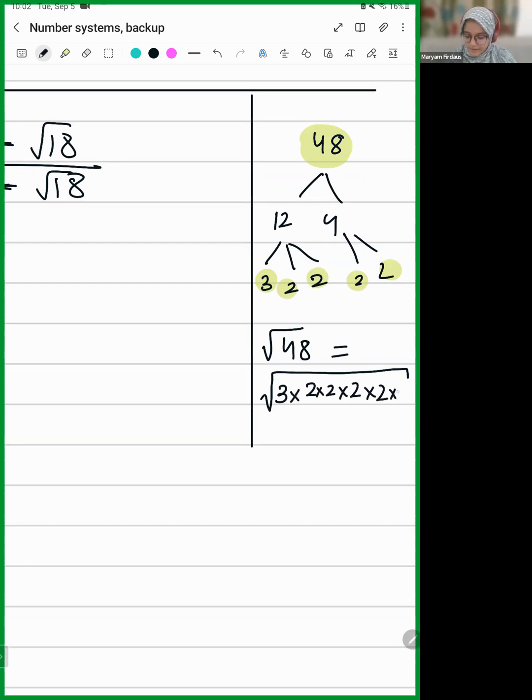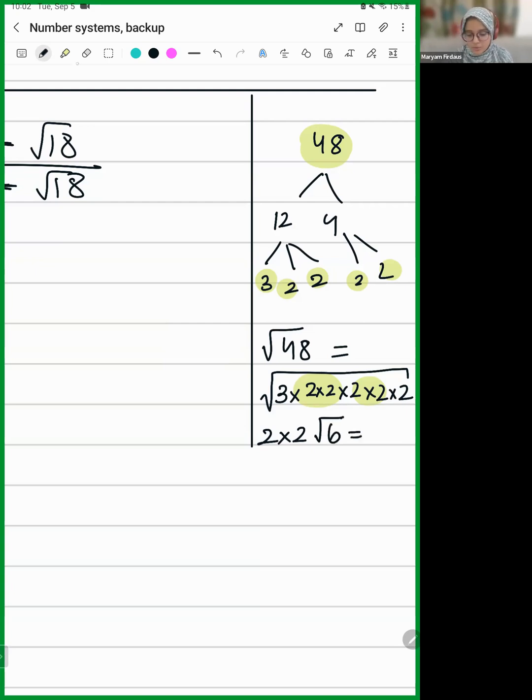So now we start making the pairs. This is one pair. This is one pair. So how many pairs of 2 have we made? 2 pairs of 2. So the first pair's 2 comes out, and then the second pair's 2 comes out. And what are we left with inside the root? 3 and 2. And what is 3 multiplied by 2? 6, right? So we are left with root 6.